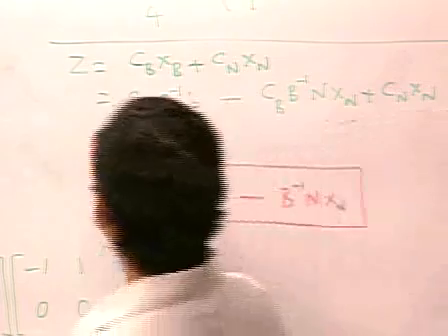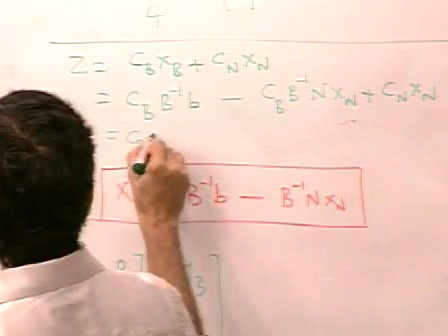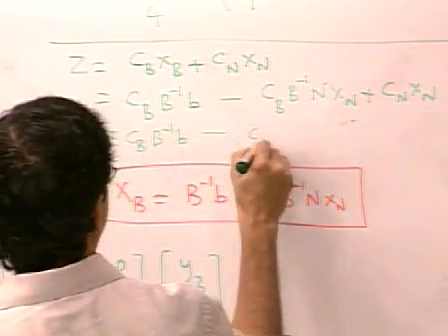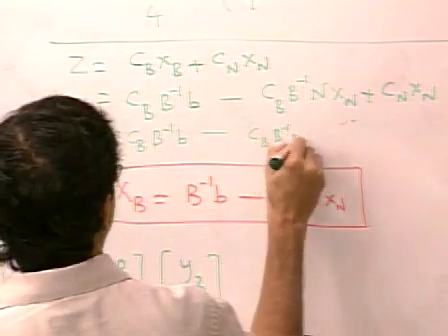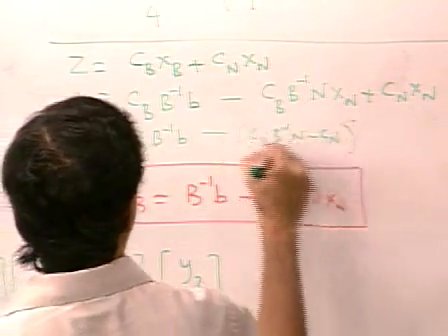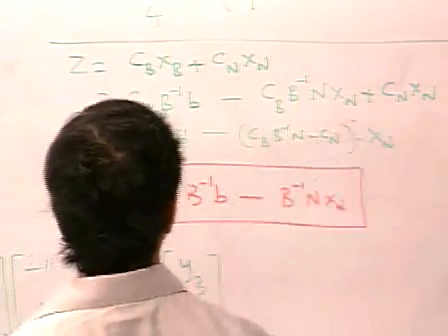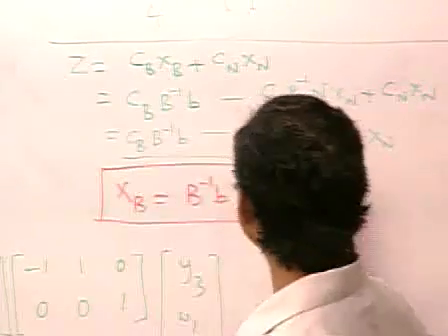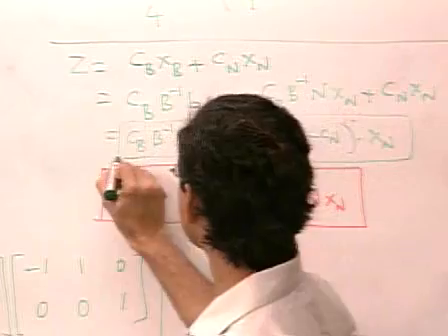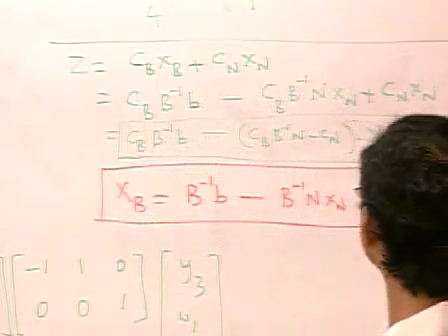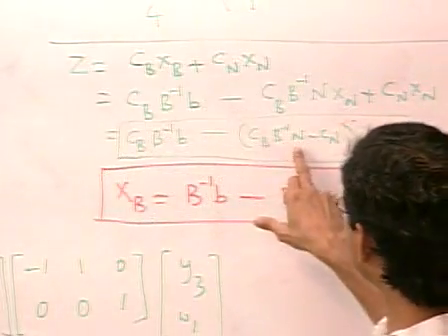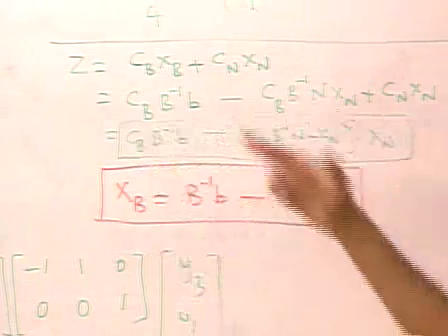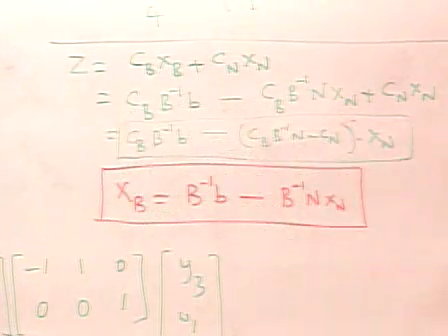which is CB B inverse B minus CB B inverse N. So this is going to be the last row of the dictionary. We've already computed B inverse N XN, so you can actually easily compute the last row and verify that it corresponds to what we have over there.